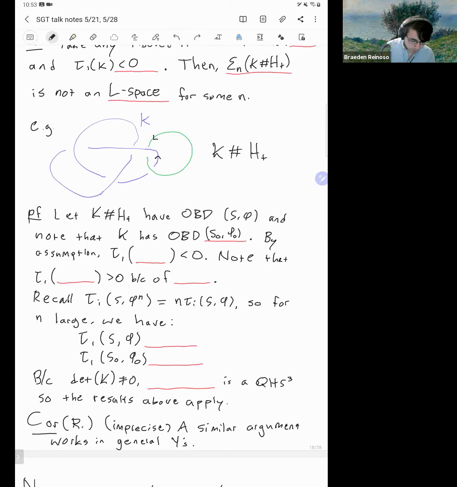And now by assumption, we assumed that the fractional Dehn twist coefficient along K was less than 0. And we can also note that the fractional Dehn twist coefficient along K connect sum the Hopf link is greater than 0. And this is just because we're stabilizing.